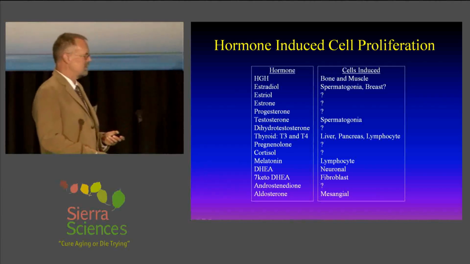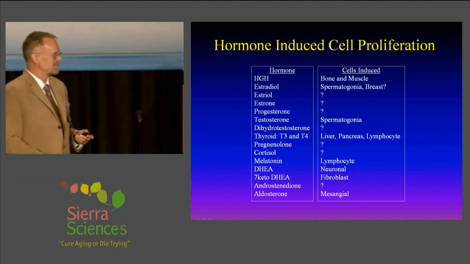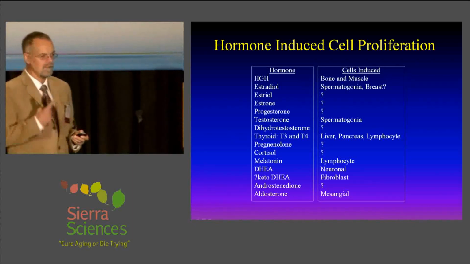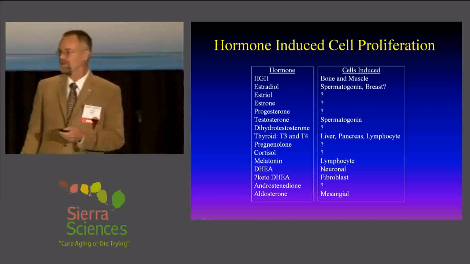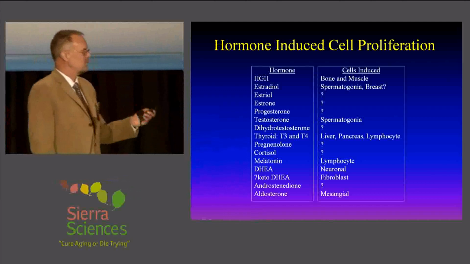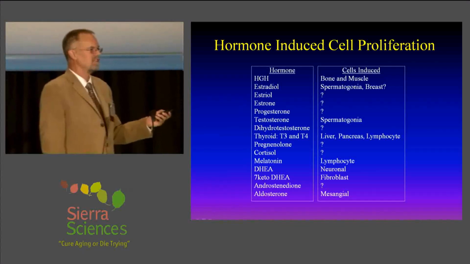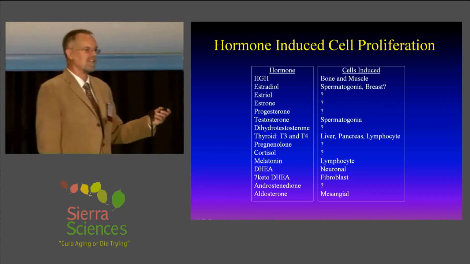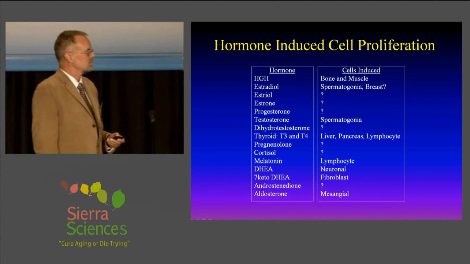And the 7-keto DHEA induces fibroblast proliferation. But I don't know anything about the other ones here. And so if anybody here is an expert in this, I'd sure like to talk with you afterwards. But it's something that I think people have to be wondering about. Is using these hormones actually accelerating aging and not decreasing aging?